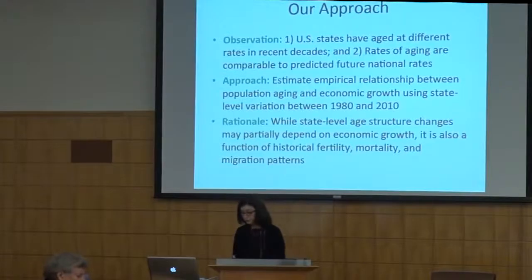So our approach is going to be to estimate this empirical relationship between population aging and economic growth using state-level variation between 1980 and 2010. And we're going to be looking at long changes, so decadal changes, because you want to abstract away from business cycle swings in GDP and GDP growth. So the rationale here will simply be that while state-level age structure changes may partially depend upon economic growth itself, okay, it's also a function of historical fertility, mortality, and migration patterns that, in some sense, are predetermined.